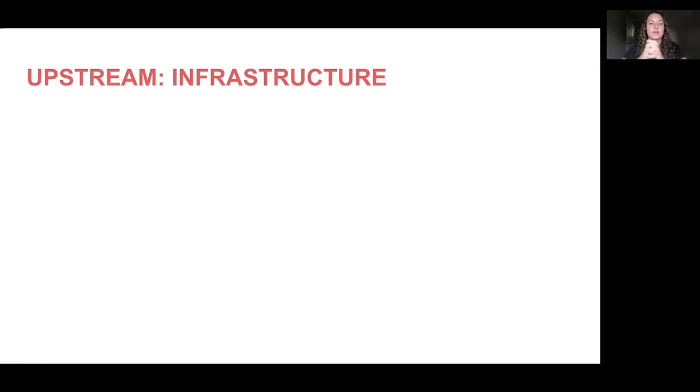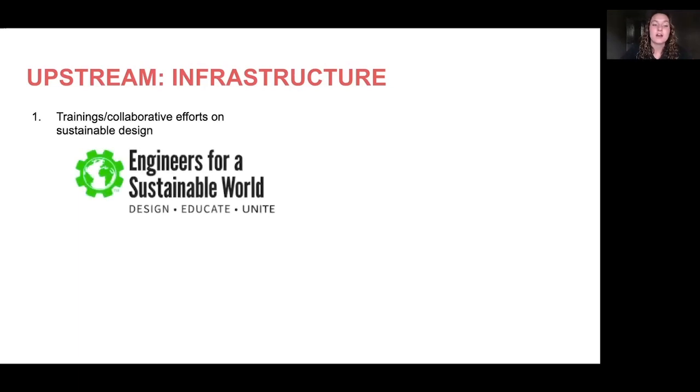Okay, so first, let's talk about infrastructure, about how infrastructure can play a role in the reduction of natural resource destruction and the reduction of waste before it even exists. So first of all, for all of our engineers and all of our product designers, there need to be universally accessible resources, collaborative efforts, and hubs for designing sustainable products. There are examples of this, of course, of people working to create sustainable products as they design them. But it's certainly not a requirement for everyone creating packaging, and it really should be.